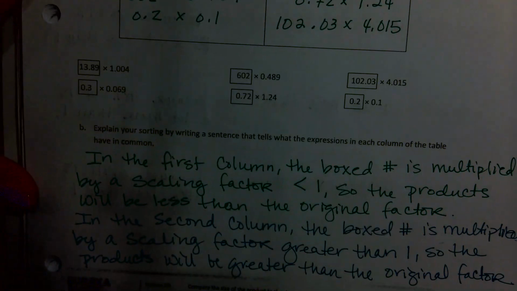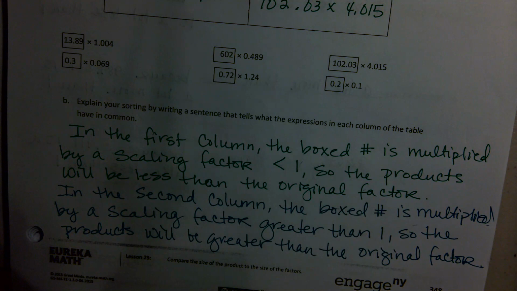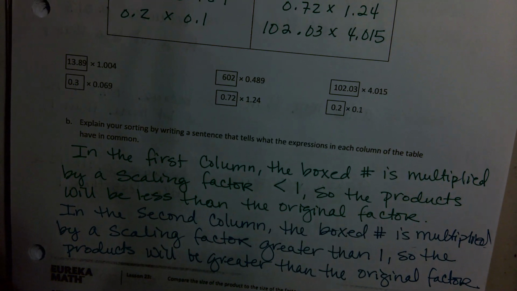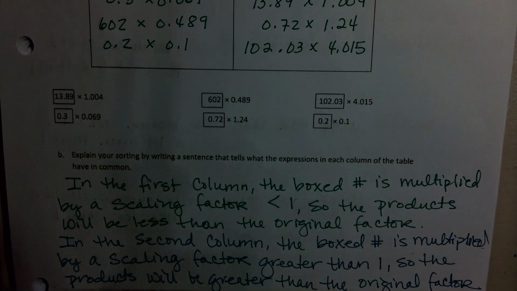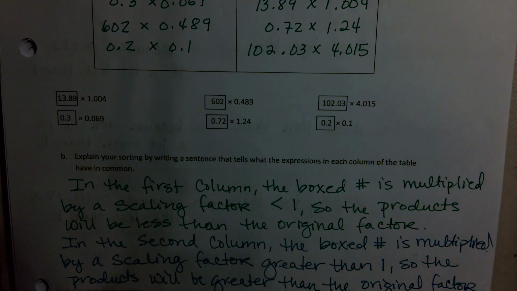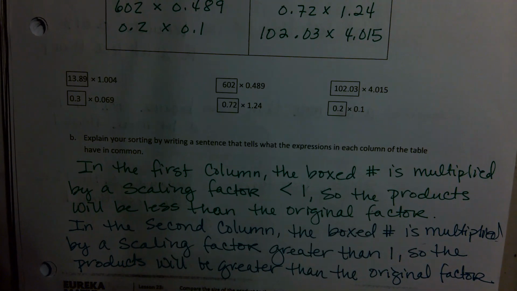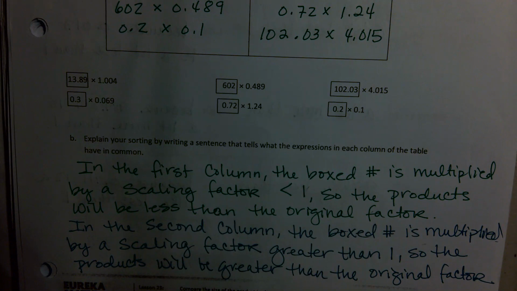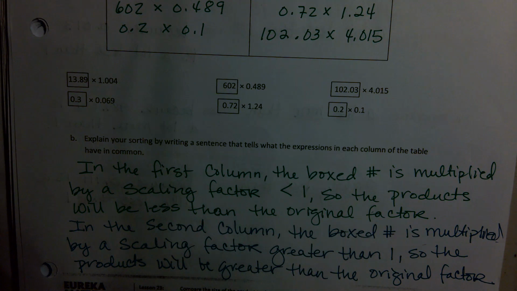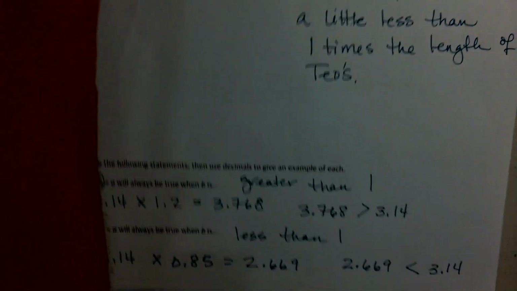So then down here it says explain. When it says explain, you have to use words. In the first column, the box number is multiplied by a scaling factor less than 1, so the products will be less than the original factor. Yes, you need to be able to write that. In the second column, the box number is multiplied by a scaling factor greater than 1, so the products will be greater than the original factor. Have to be able to write that. All right.